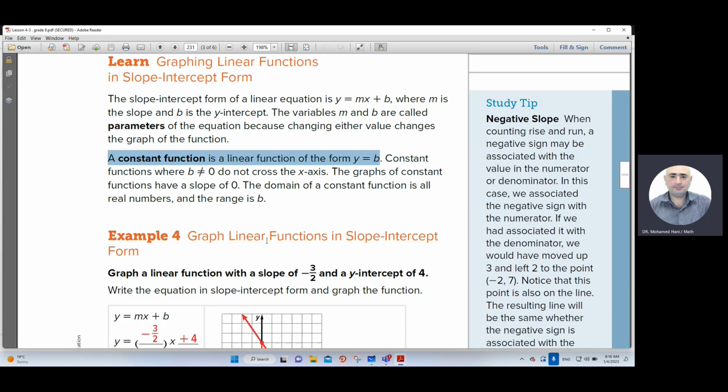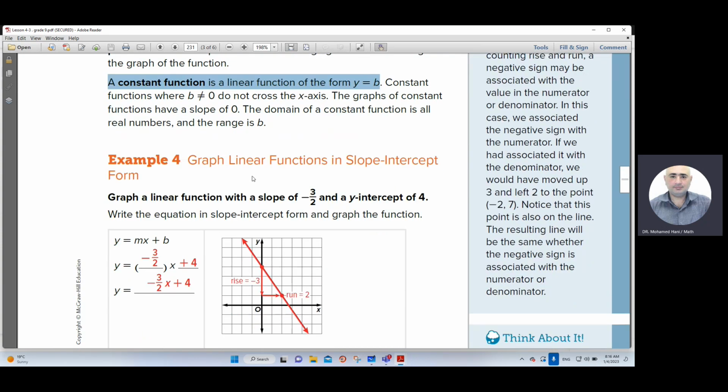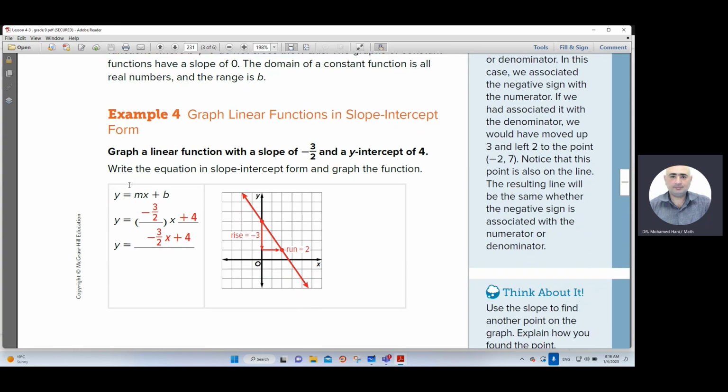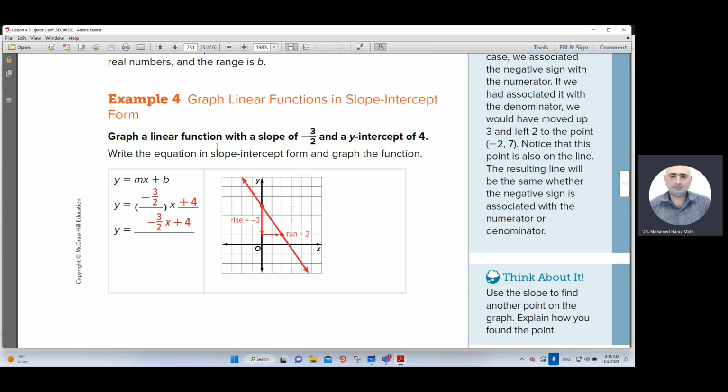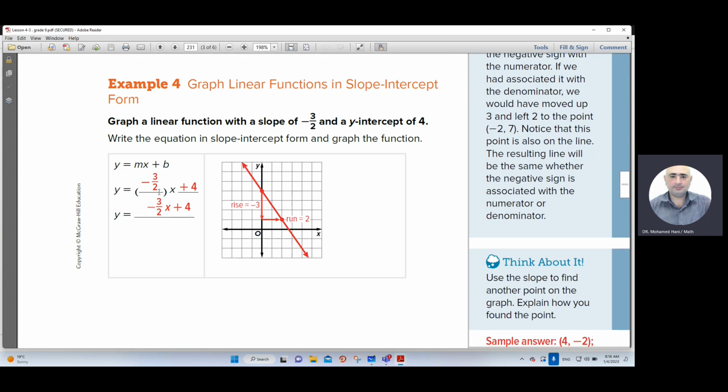Listen to this example. Graph linear functions in slope-intercept form. The question now: graph a linear function with a slope of -3/2 and y-intercept of 4. So we know the m, the slope, and we know the b, the y-intercept. So this is the equation, y equal mx plus b. What is the value of m?